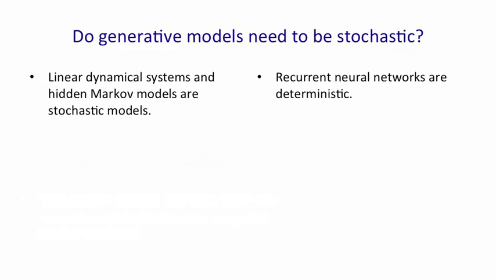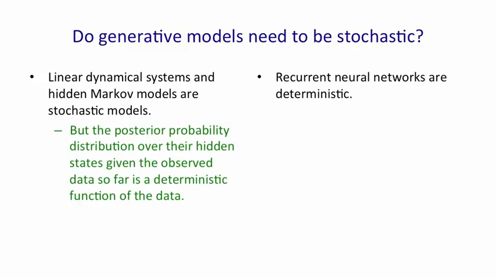So linear dynamical systems and hidden Markov models are both stochastic models. That is, the dynamics and the production of observations from the underlying state both involve intrinsic noise. And the question is, do models need to be like that?